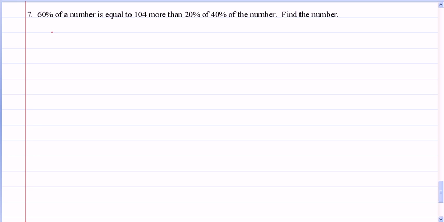And the last problem, number 7, is a little bit more challenging than the first 6, but I will follow the same rules as I did above. 60%, I'll start with 60 over 100. Of means times, a number is x, is equal to. Is is the same as just is, so I place my equal sign, 104, more than. Now these two words are not in the list above, but more than means plus.